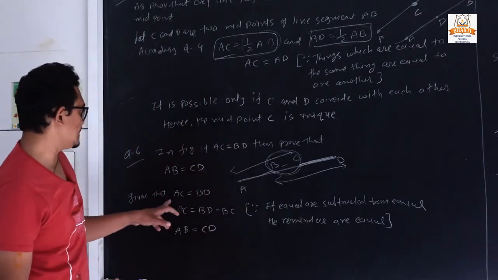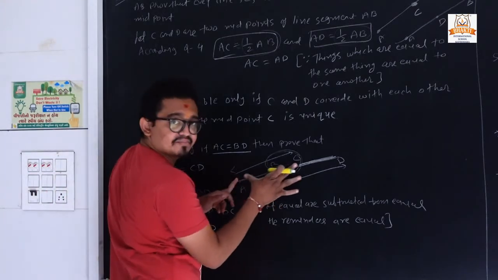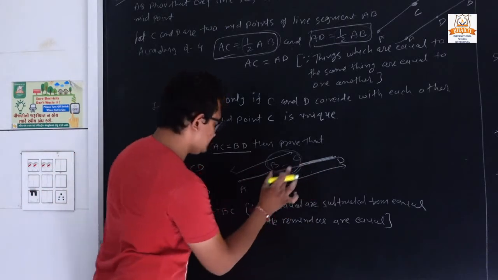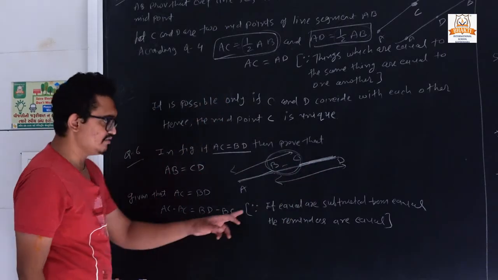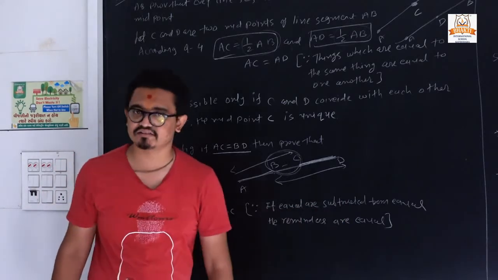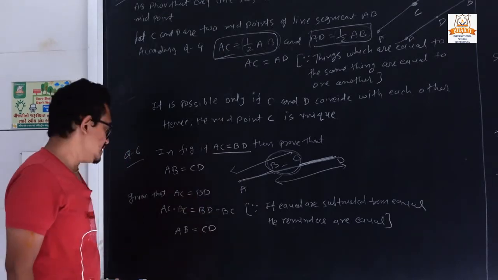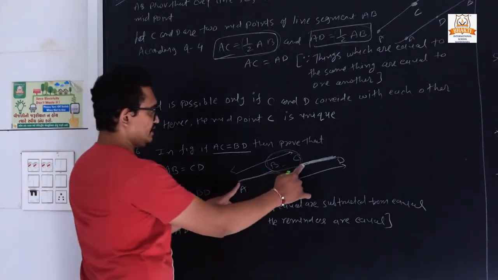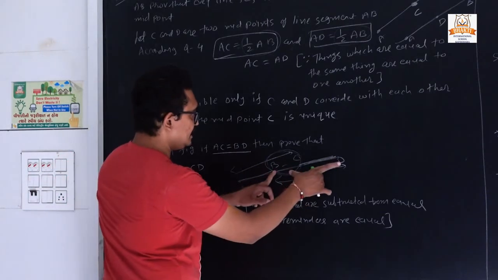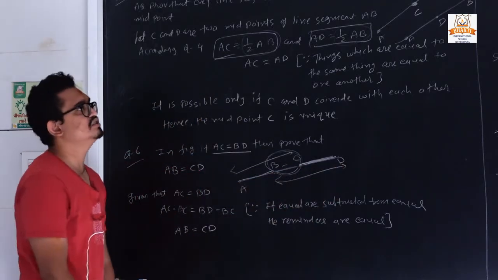First of all we start from here. It is given AC is equal to BD. From AC we subtract BC, and from BD we also subtract BC, because we have an axiom like that: if equals are subtracted from equals, the remainders are also equal. So AC minus BC is AB, and BD minus BC is CD. So it is proved AB is equal to CD.